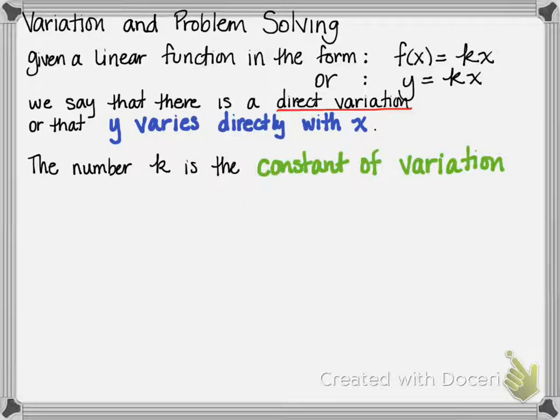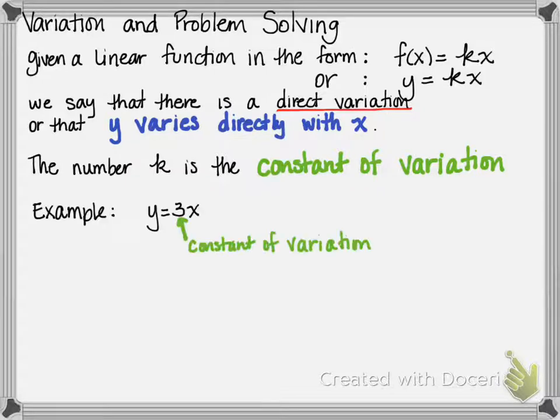We also talk about this letter k, which actually represents a number, and that number k is the constant of variation. So an example of an equation of variation is y equals 3x. Any x you put in there, if you put in a 2, you get 6. If you put in a 3, you get 9. So as x keeps getting larger and larger, y keeps getting larger and larger as well.